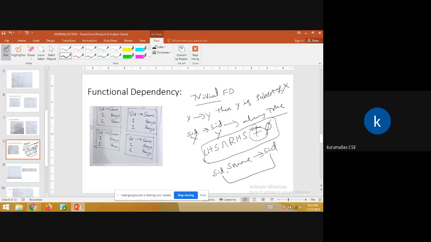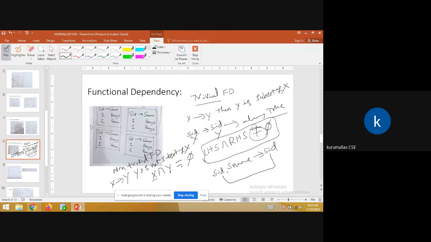Next one, non-trivial functional dependency. Non-trivial functional dependency means this is the reverse. We write X tends to Y, where Y is not a subset of X. So if you write X tends to Y, Y is not a subset of X, which means that X intersection Y equals null.